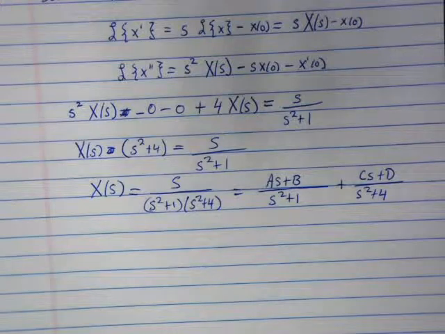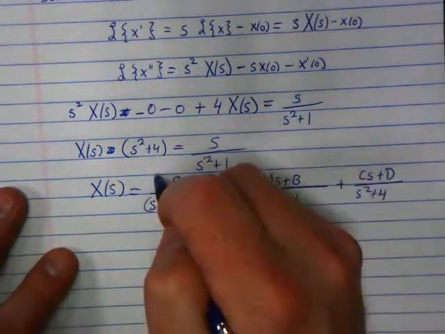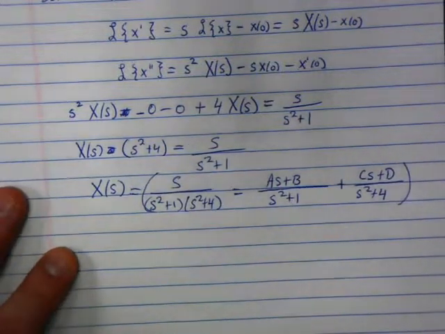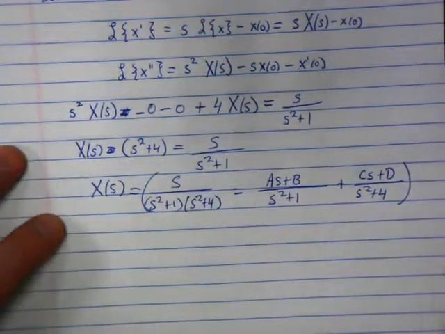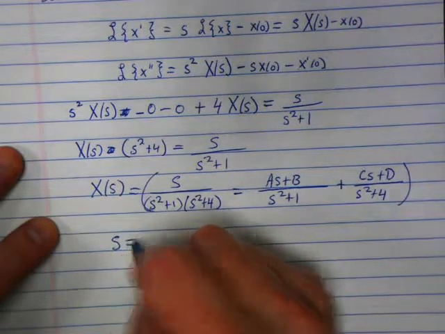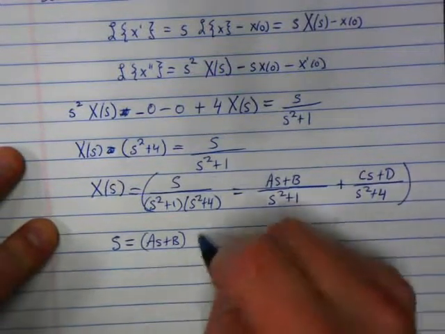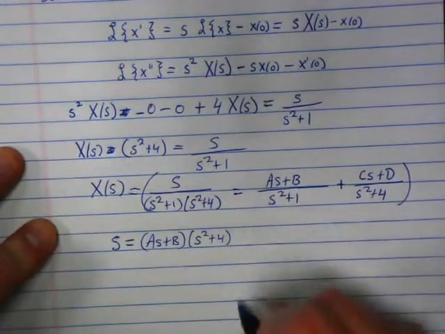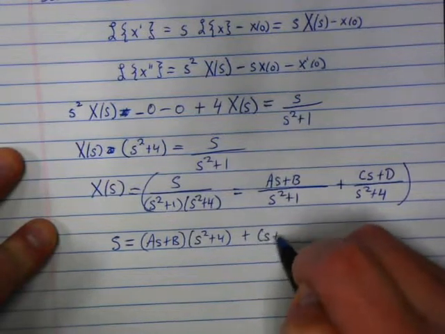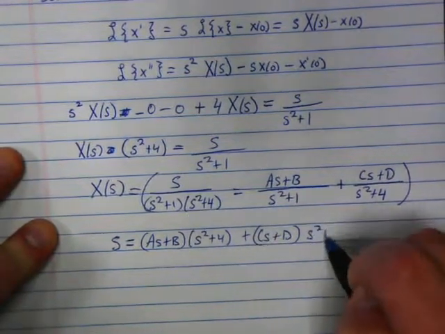So we need to solve for 4 variables, which means we're going to end up with 4 equations with 4 unknowns, and that will lead us to 4 solutions. That's correct. It's all matrix. All right. I'm going to clear my fractions first. I'm going to take this partial fraction here, and I'm going to multiply everything by the common denominator. So I'm going to have s equals as plus b times s squared plus 4 plus cs plus d times s squared plus 1.